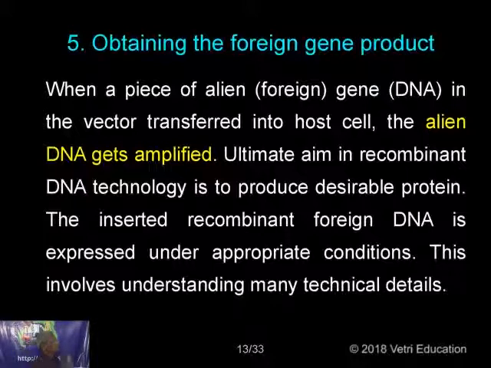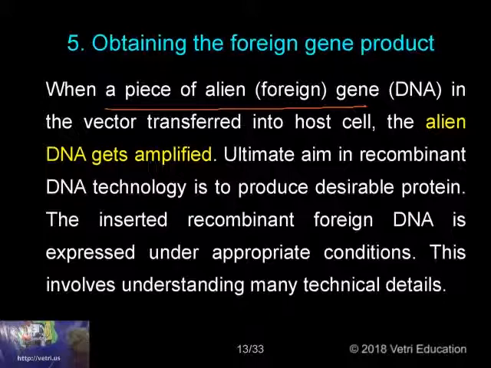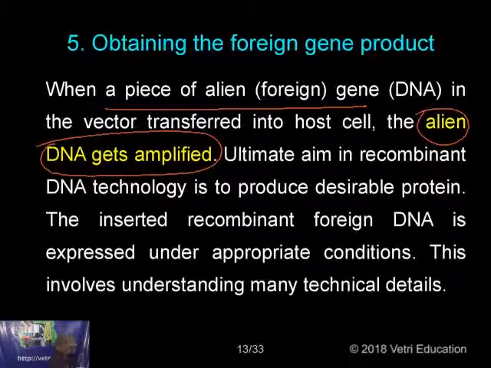Okay, now we'll go into the details of this. How are you going to obtain a foreign gene product? When a piece of a foreign gene in the vector is transferred into a host cell, the alien DNA gets amplified. Okay, the alien gene that you have transferred is getting amplified.